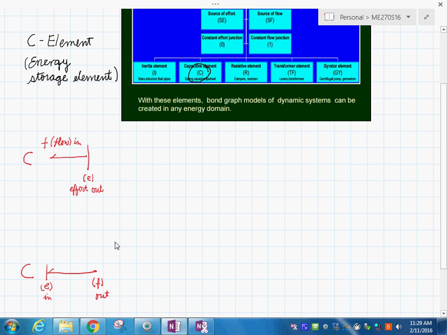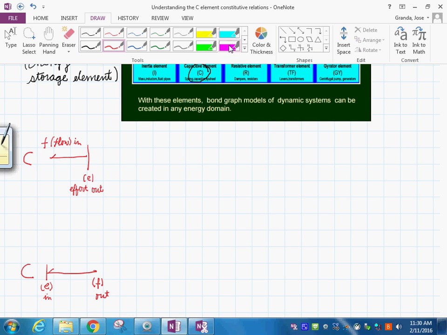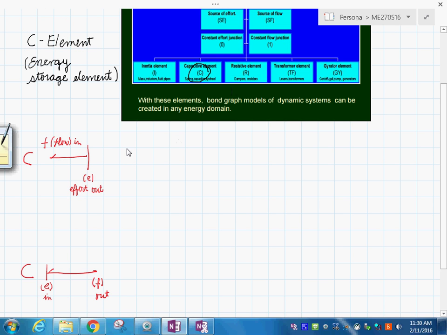Just like we did with the R element, the equation is different. In this case, you have a situation where one form produces an equation in the integral form, and the other one produces an equation in the derivative form. So maybe what we should do is draw a line in here so that we look at this.